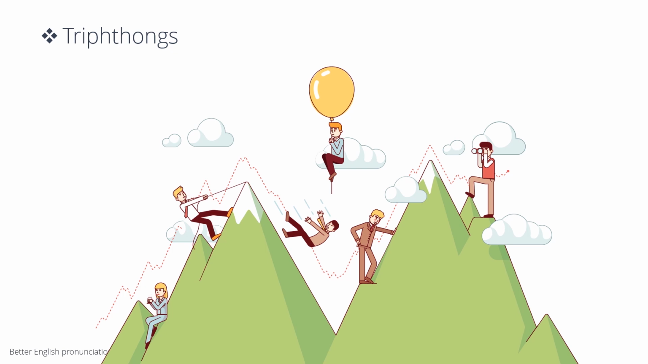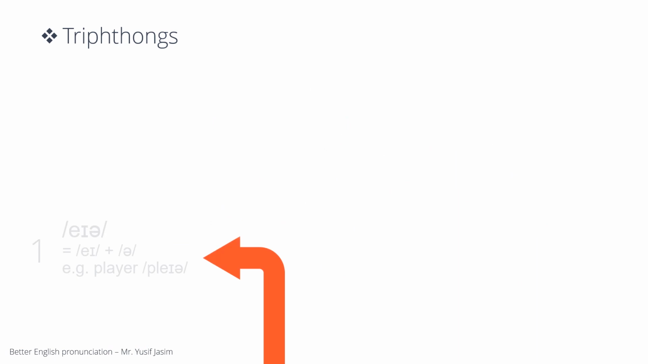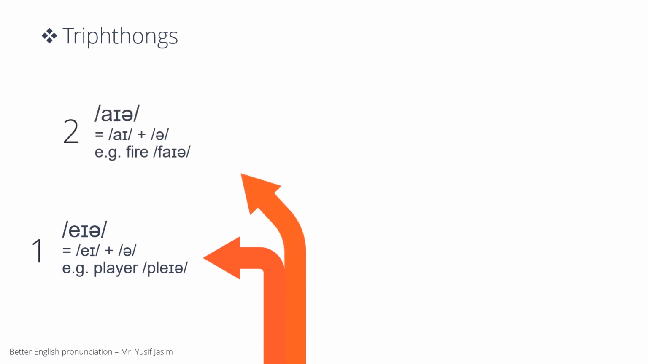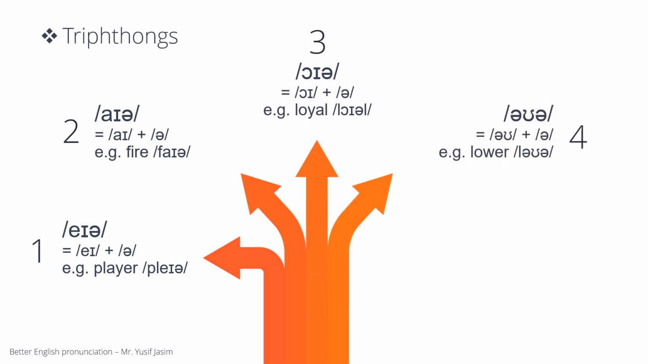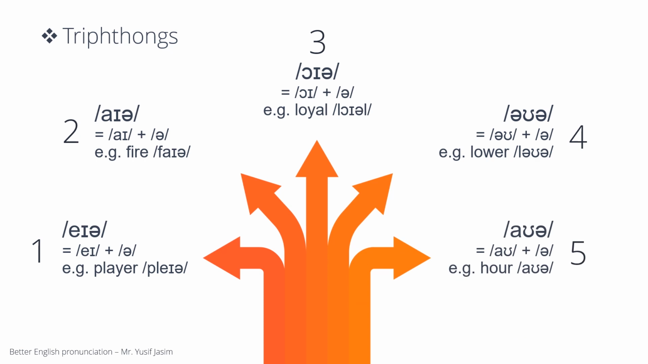Triphthongs are voiced sounds that are produced with a glide from one vowel position to another, then to a third one. All triphthongs are a combination of a closing diphthong plus schwa. The first one is aya, which is composed of diphthong A plus the vowel sound schwa, as in player. The second one is aya, which is composed of diphthong I plus the vowel sound schwa, as in fire. The third one is oya, which is composed of diphthong oi plus the vowel sound schwa, as in loyal. Next we have oa, which is composed of the diphthong o plus the vowel sound schwa, as in lower. The last one is awa, which is composed of the diphthong ow plus the vowel sound schwa, as in hour.